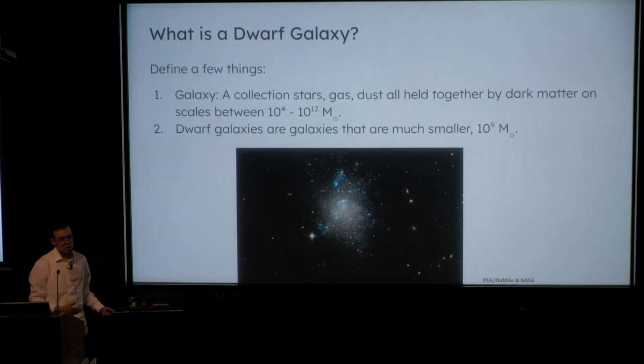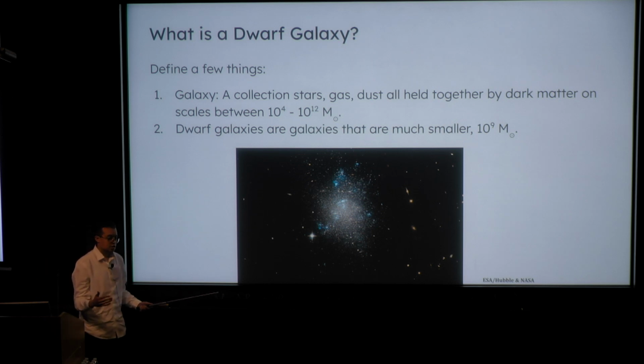So let's find out what a galaxy is. A galaxy is a basic collection of stars, gas, and dust held together by dark matter, and they range on scales from 10 to the 4 to 10 to the 12 solar masses, whereas dwarf galaxies are exactly the same, except they fall below 10 to the 9 solar masses, so they're tiny guys.